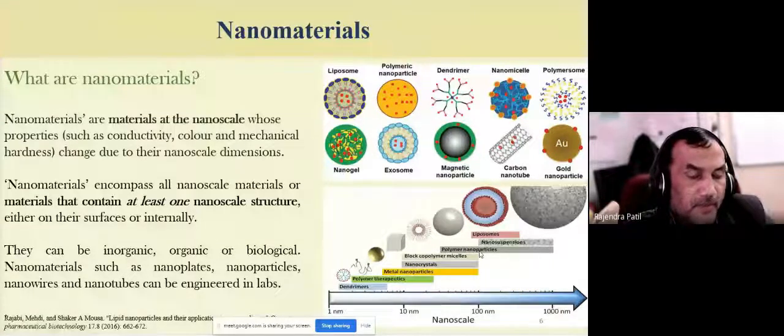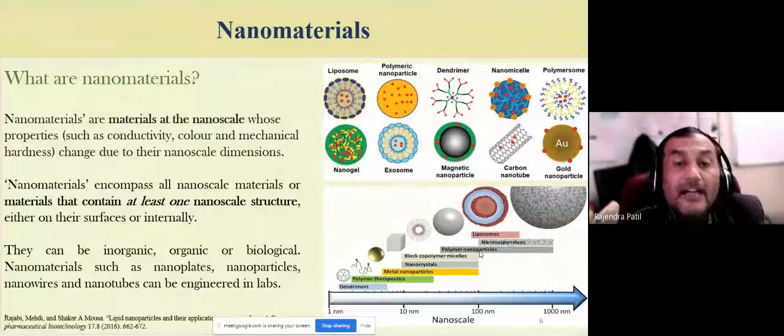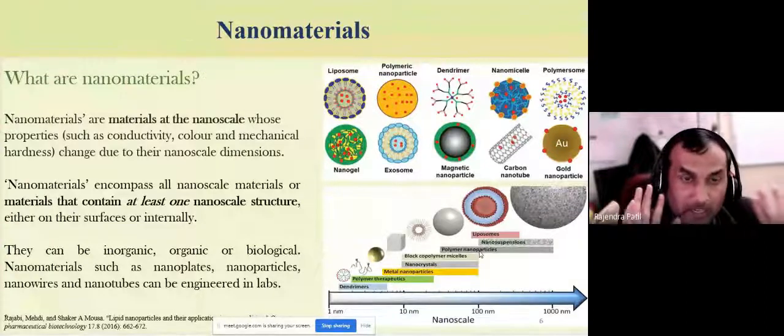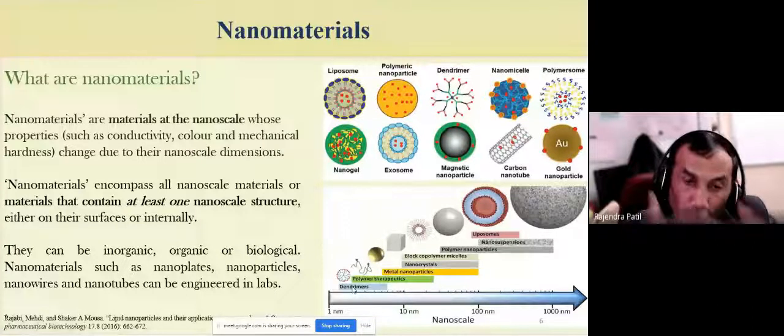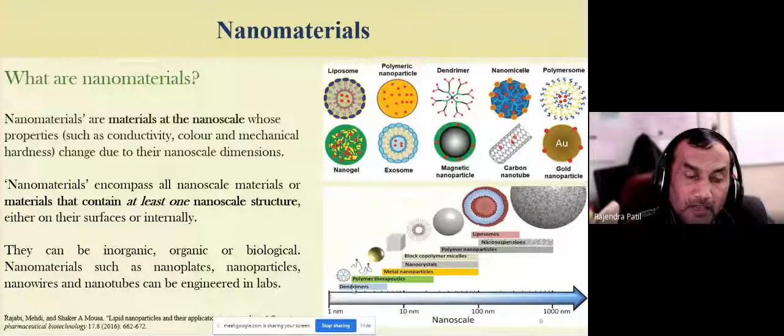I'll just briefly give an example in 30 seconds. Take the example of a nanorod. A nanorod can have a length of 1 micrometer, but its width is less than 100 nanometers, and that structure qualifies as a nanomaterial. Because one dimension, the width, is below 100 nanometers, that compound qualifies as a nanomaterial.